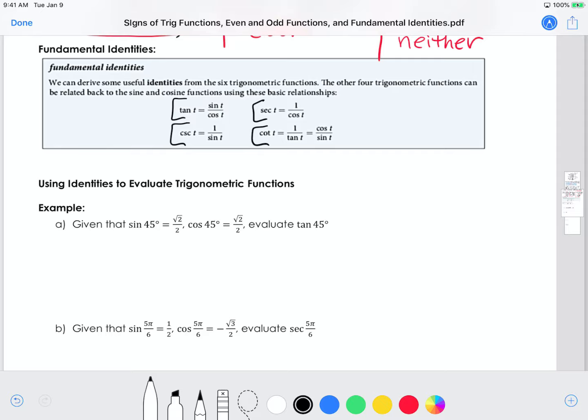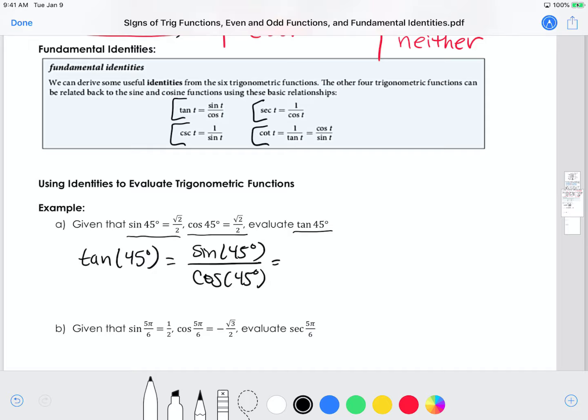So we're going to use our knowledge to practice finding trig values given our sine and our cosine values. In this question, it's asking us to find the tangent of 45 given that we know the sine value at 45 and the cosine value at 45. Since the tangent of 45 degrees is equal to the sine of 45 degrees over the cosine of 45 degrees, that would be the square root of 2 over 2 divided by the square root of 2 over 2. Since they're both the same, my tangent of 45 would be 1.